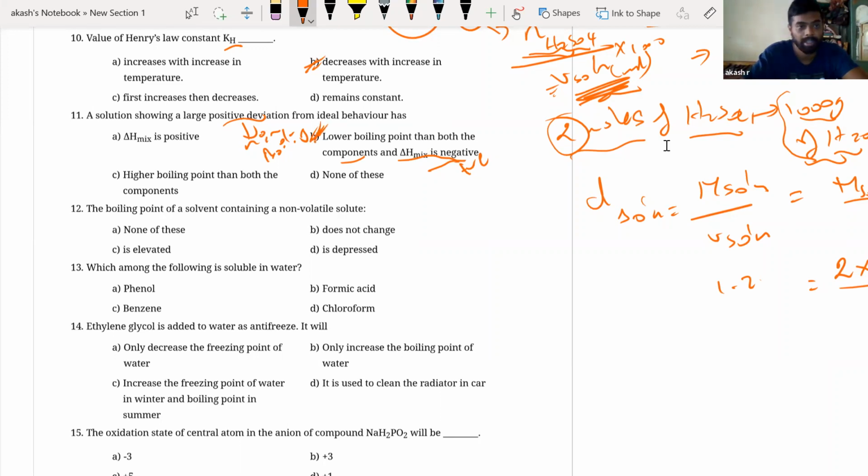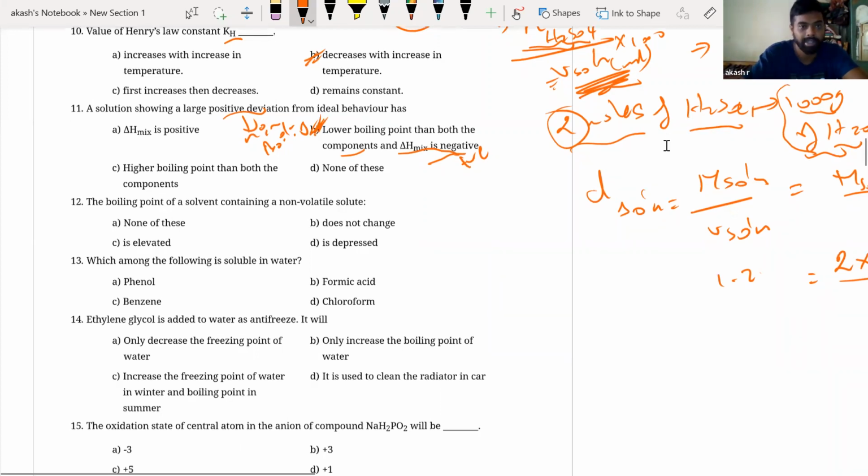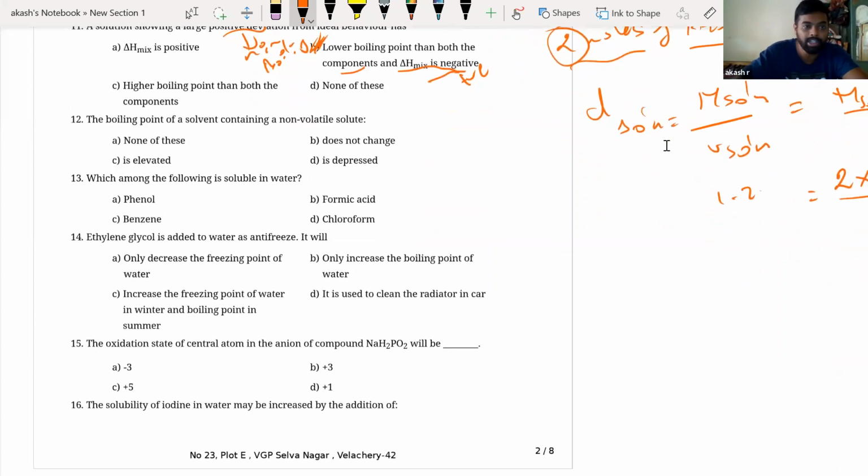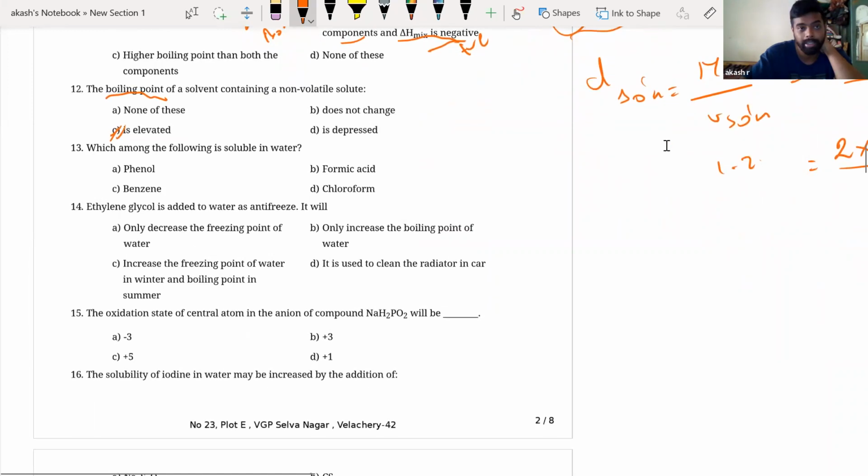Next, the boiling point of a solvent containing a non-volatile solute. I know there is always going to be elevation in boiling point. The colligative property is elevation in boiling point, so it's elevated. C. Right.